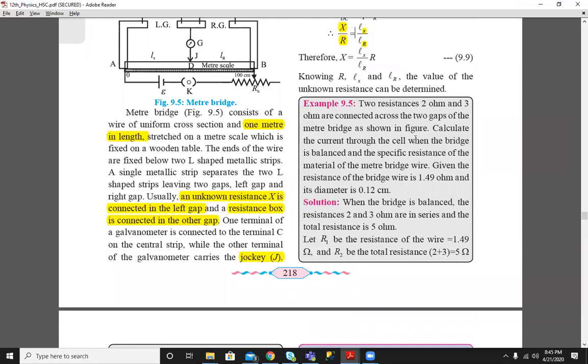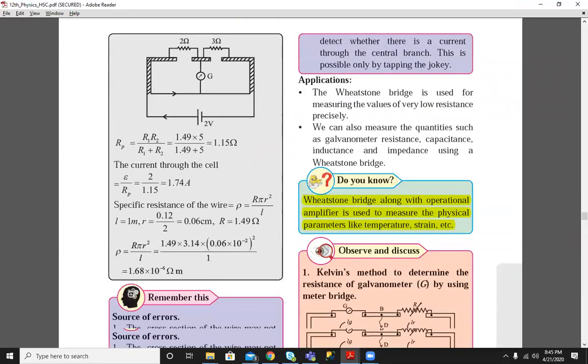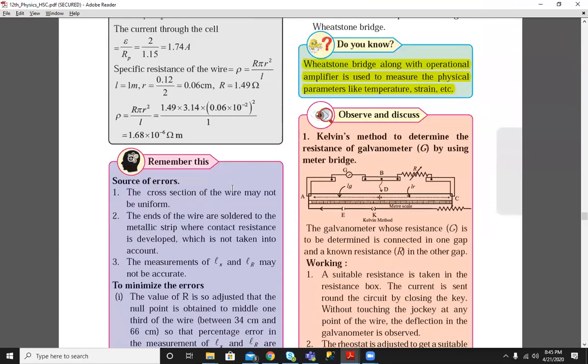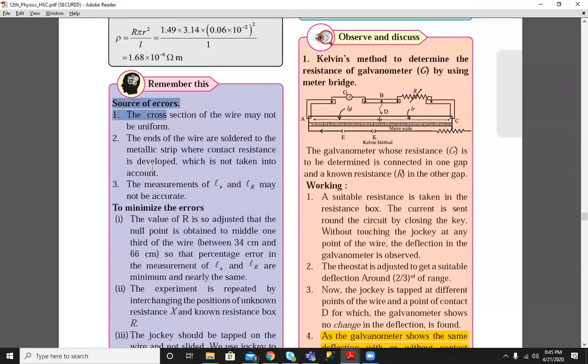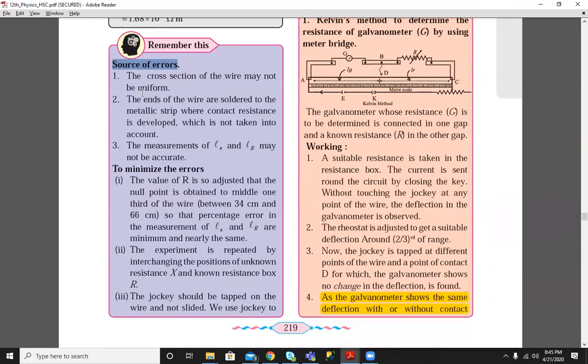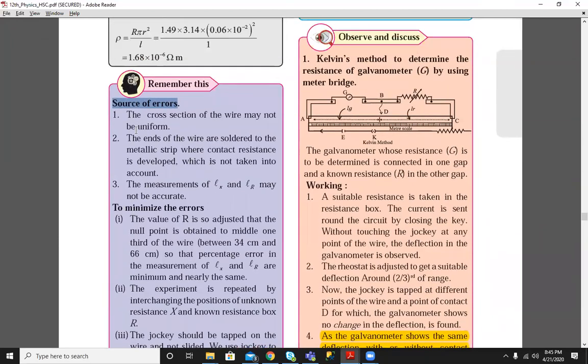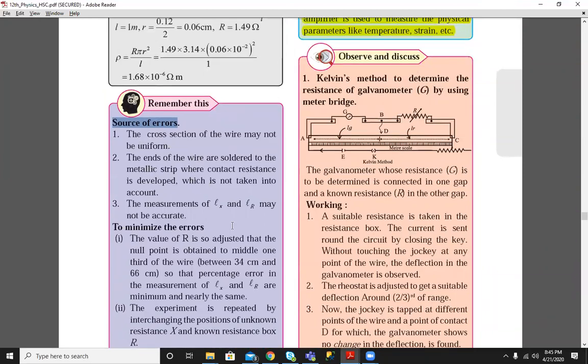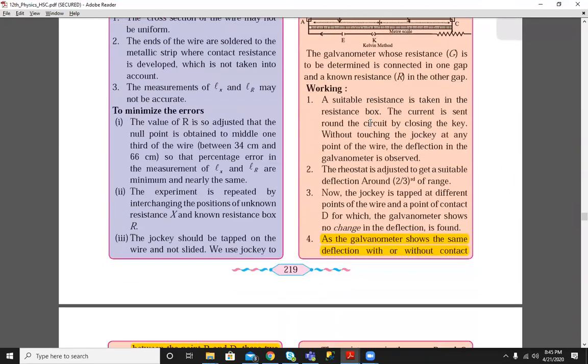Then we have seen the problem based on meter bridge. Then some of the sources of errors in meter bridge and their minimization. This is a 2 marks question. Remember 2 errors and 2 minimizations. Then we have seen Kelvin's method of meter bridge to determine galvanometer resistance. This is also called the equal deflection method.